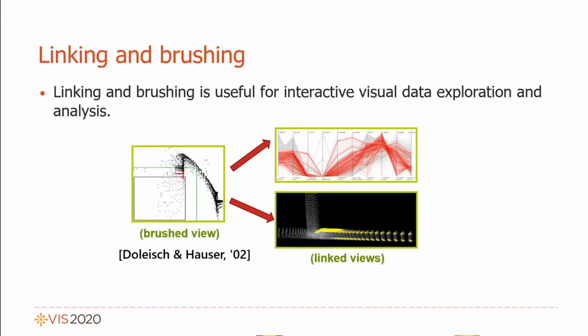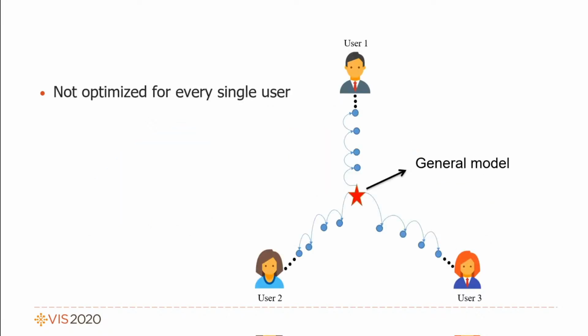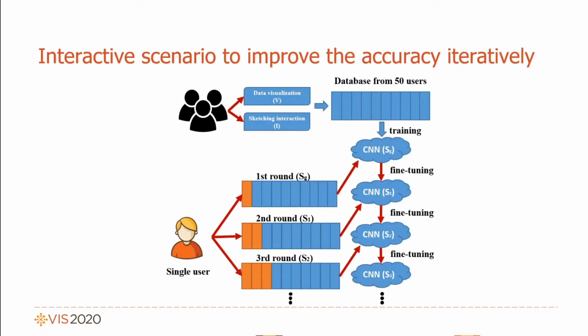Linking and brushing is very useful for interactive visual data exploration. Data-driven brushing tools are getting popular recently and achieve good results, for example the MoVIS brush and the CNN-based brush. However, these brushing tools are optimized by the data from a large number of users, which are not suitable for everyone. In this paper, we introduce an adaptive brush model which takes the user in the loop to improve the brushing accuracy.